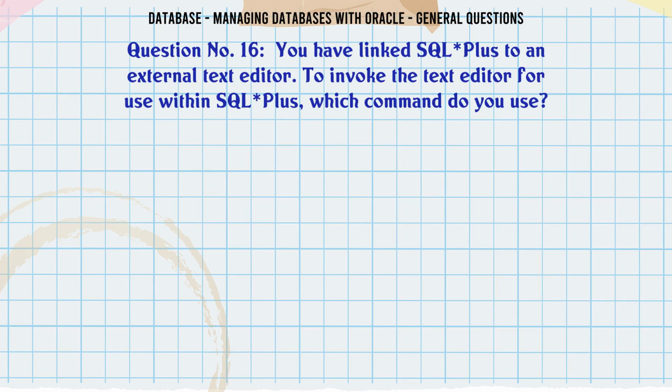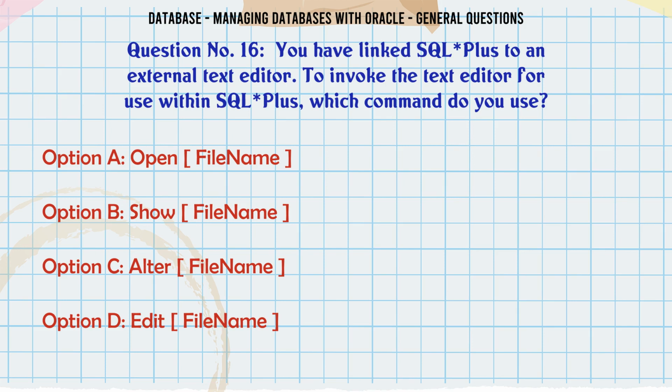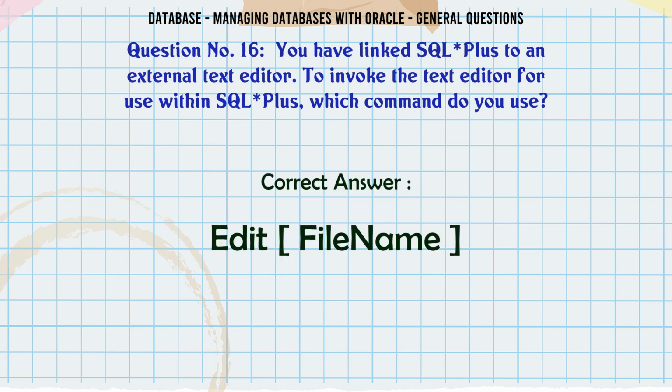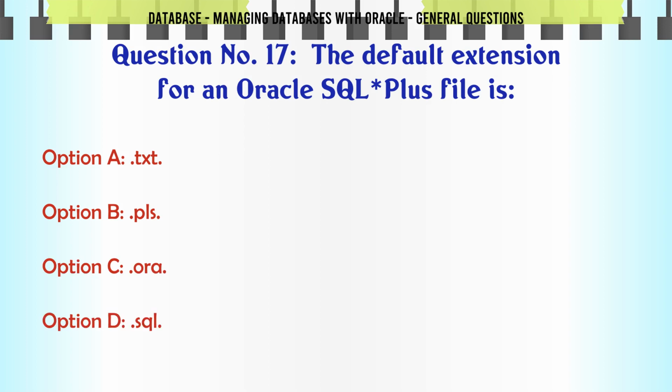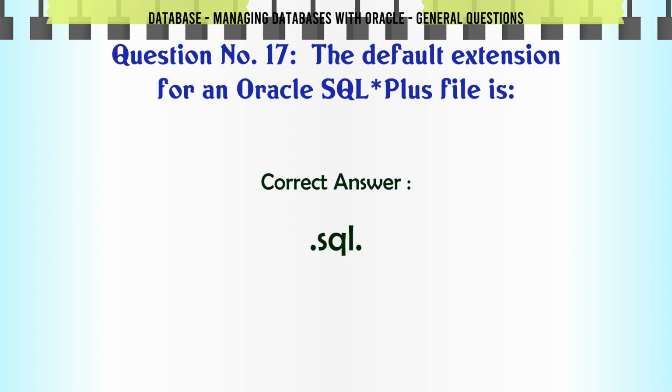You have linked SQL Plus to an external text editor. To invoke the text editor for use within SQL Plus, which command do you use? A. Open file name. B. Show file name. C. Alter file name. D. Edit file name. The correct answer is edit file name. The default extension for an Oracle SQL Plus file is: A. .txt, B. .pls, C. .ora, D. .sql. The correct answer is .sql.